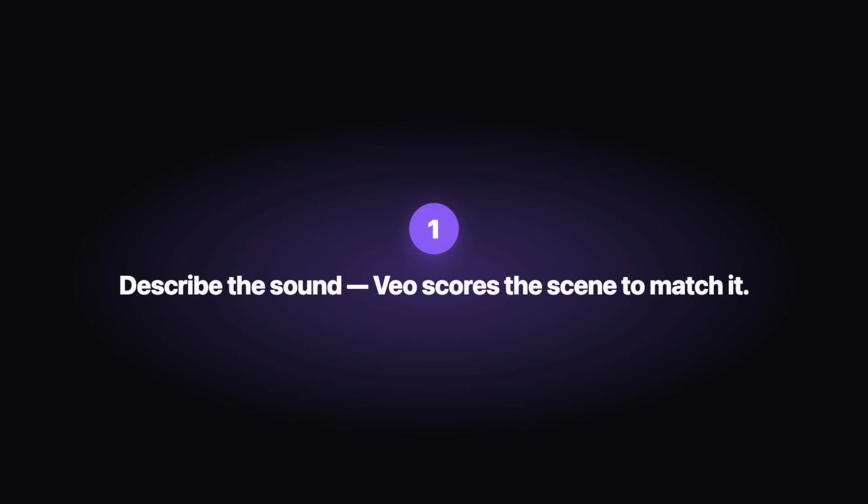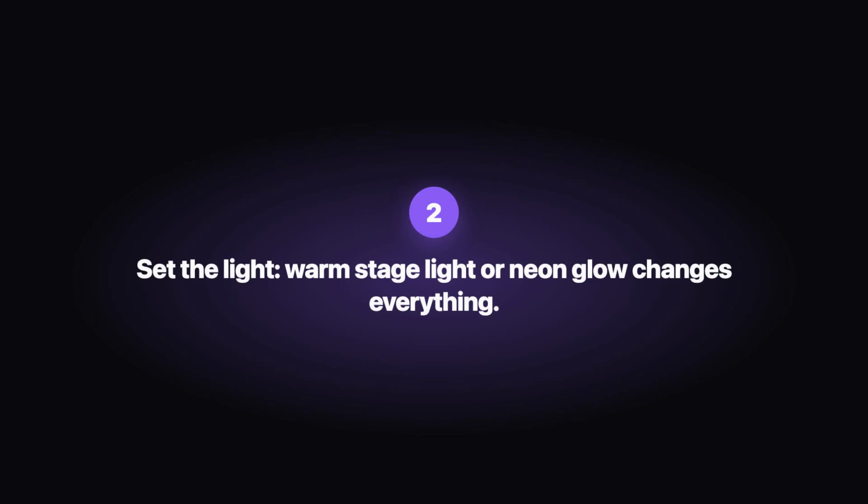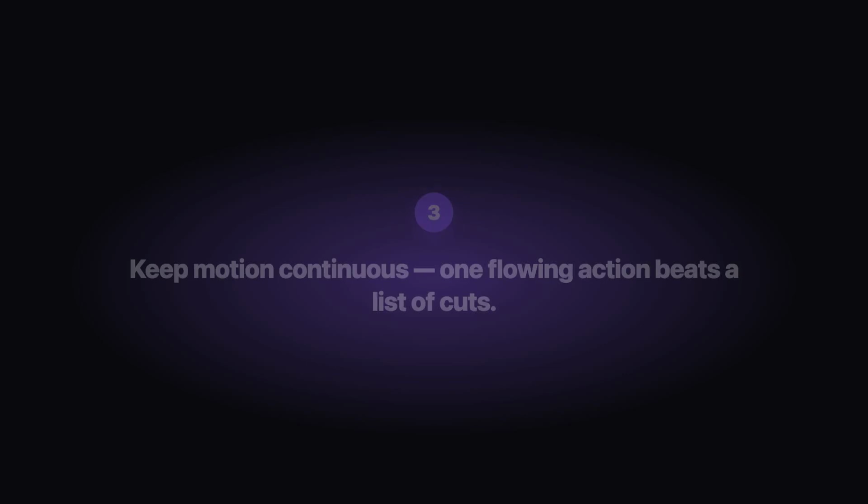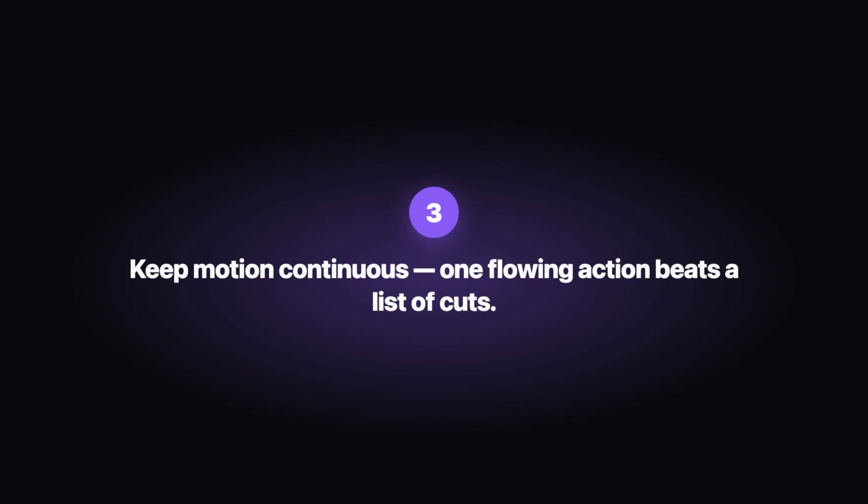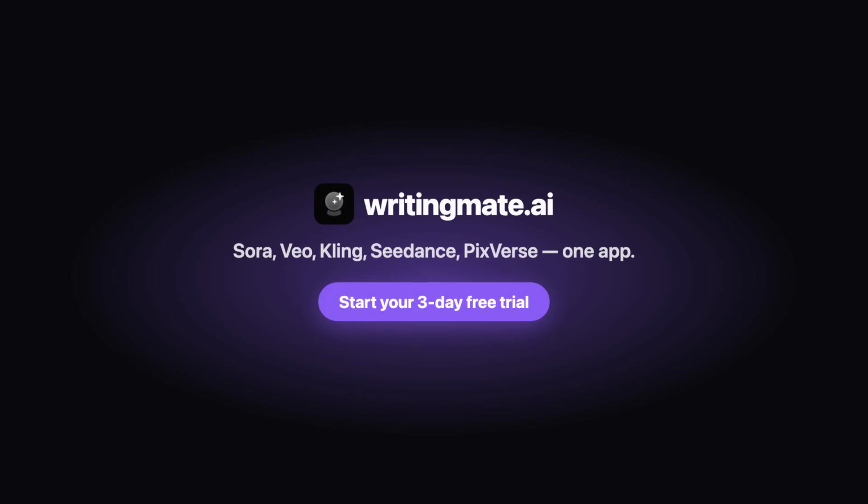Tip 1. Describe the sound. Veo generates audio to match your scene. Tip 2. Set the light. Warm stage light, neon glow. It changes everything. Tip 3. Keep motion continuous. One flowing action beats a list of cuts.